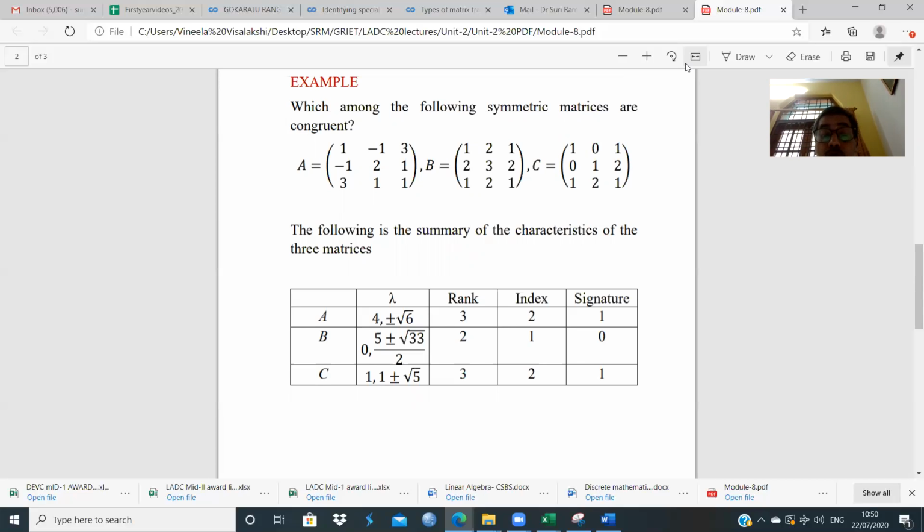And when it comes to the second matrix, again you will find the rank is 2, index is 1, and signature is 1 positive minus 1 negative, that makes it 0. And lastly, the matrix C will have eigenvalues 1, 1 plus or minus root 5. So it has rank 3, 2 positive eigenvalues, 1 negative eigenvalue, therefore signature is 1. So when you study this table, the matrix A and matrix C have the same rank, index, and signature. So these two matrices are said to be congruent to each other.